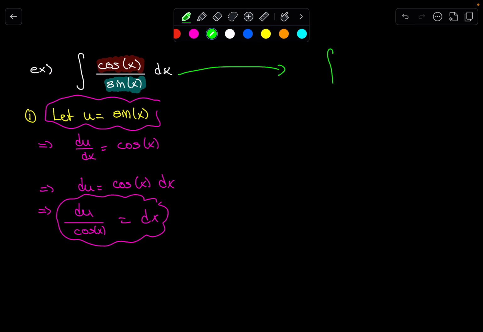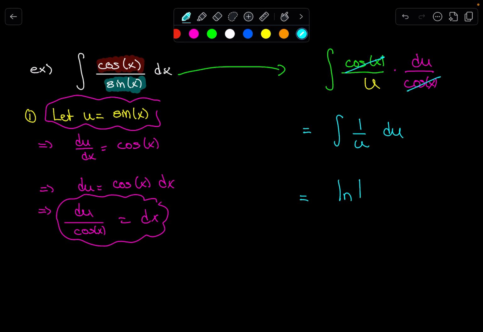So this integral now becomes, we have cosine of x divided by u, and then times our du over cosine of x. And lo and behold, because we're making good decisions with our lives, this is just the integral of 1 over u du. And the antiderivative of that is the natural log of the absolute value of u plus c. And so we're going to finish this off by going back to x-land, and we're going to make our substitution back in for u.